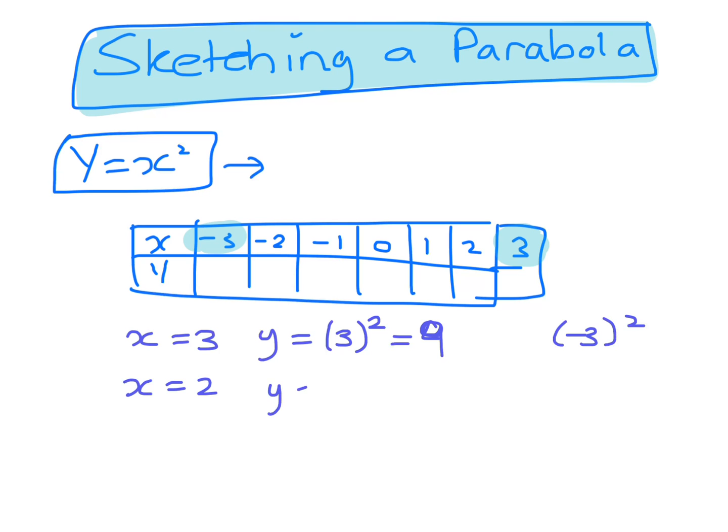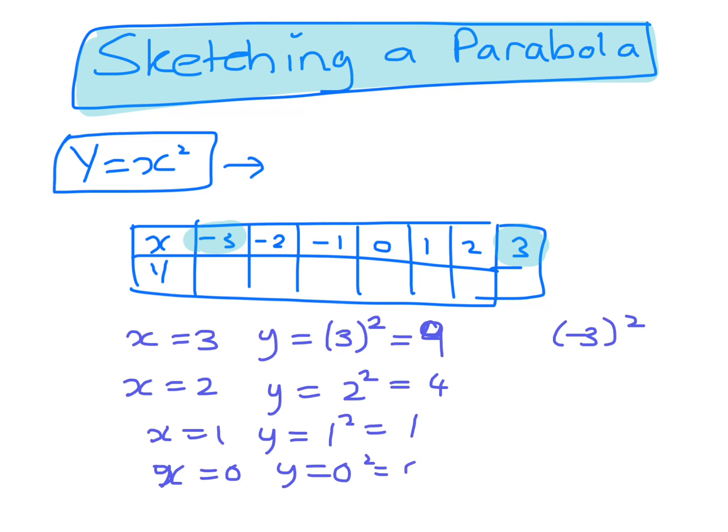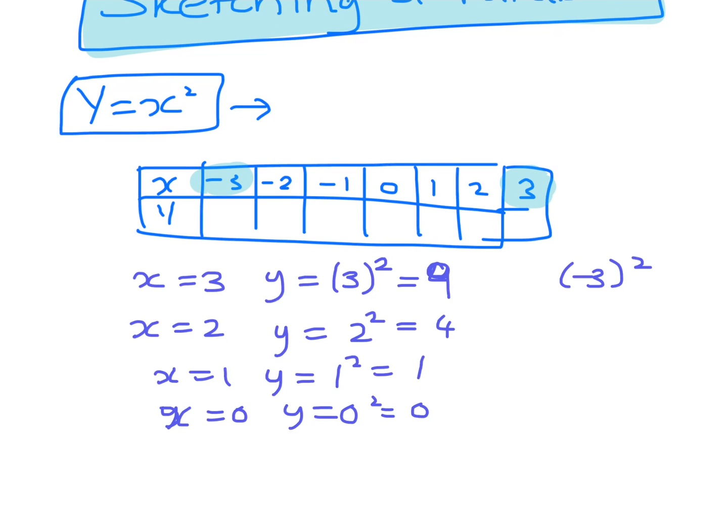When x equals 2, y equals 2 squared, which is 4. When x equals 1, y is 1 squared, which is 1. When x equals 0, y is 0 squared, which is 0. So we have 9, 4, 1, and 0.